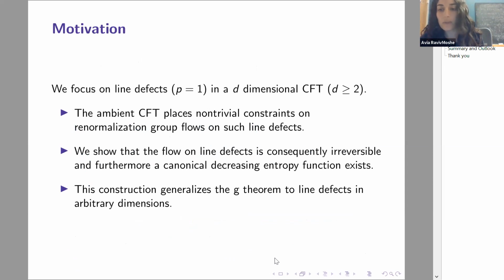So in this talk, as I said, we will focus on line defects, meaning one-dimensional defects inside a bulk that is a d-dimensional CFT, and we take the number of space-time dimensions of the bulk theory to be larger or equal to 2. What we will see is that the bulk CFT puts non-trivial constraints on the renormalization group flow on such line defects. And we will also see that the flow on such line defects is consequently irreversible, and that a canonically decreasing entropy function exists. Now, in a way, this construction will generalize what is known as the g theorem to line defects in an arbitrary number of space-time dimensions.